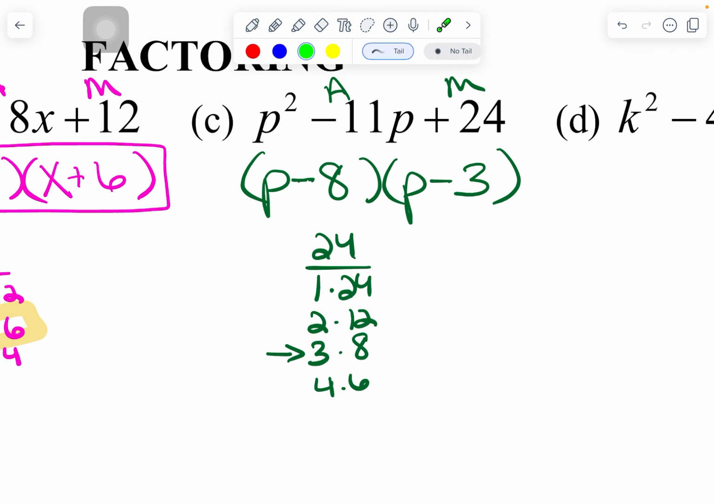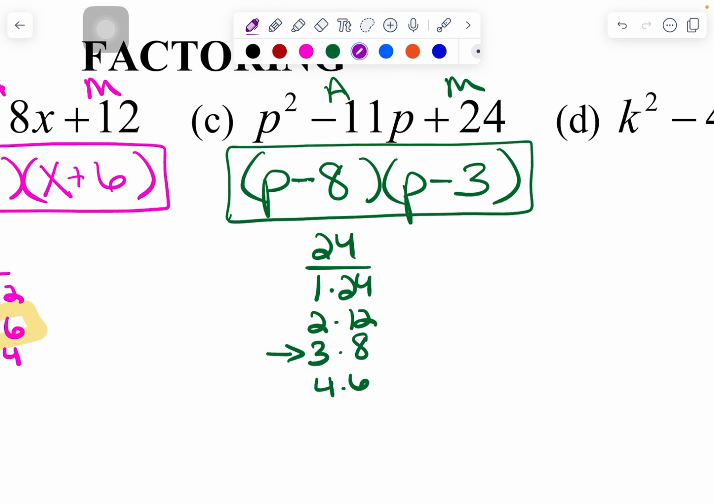Quick double check to make sure I haven't screwed something up horribly. First term times first term, that's going to be p squared. If I do last term times last term, negative 8 times negative 3 makes positive 24. Negative 8 times p, and then p times negative 3, which would be negative 8p and negative 3p. Those add up to negative 11. So yes, those are the correct factors for C.